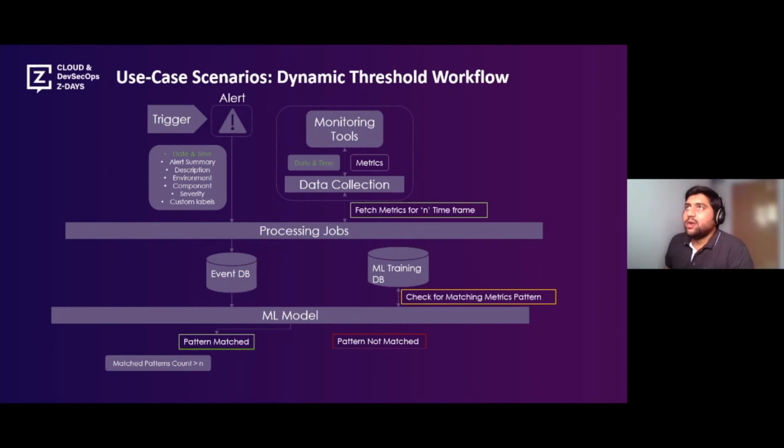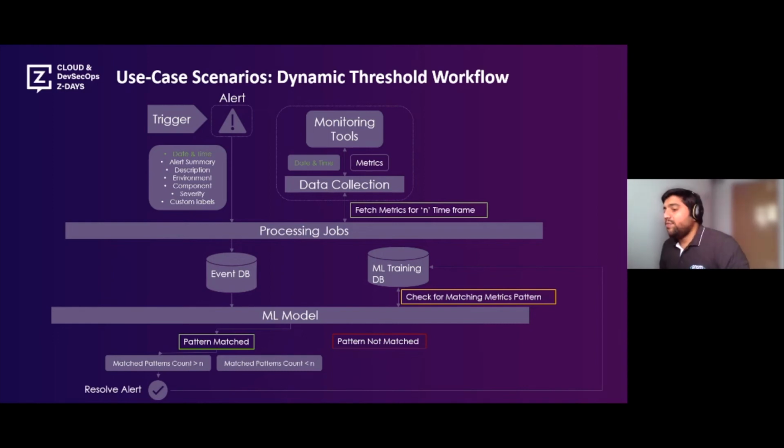We can again tweak this based on the ML model maturity. Let's say initially we can have fewer matched patterns, and eventually we can have more matched patterns, so that we increase the precision of the ML model. And if the value of n is 5 over here, if the number of patterns in the history matching this event pattern is greater than 5, then it will resolve the alert.